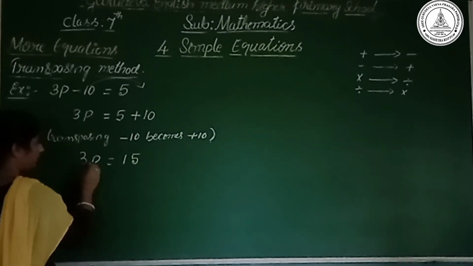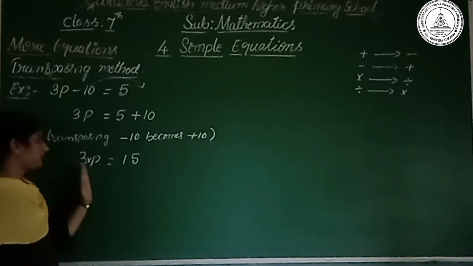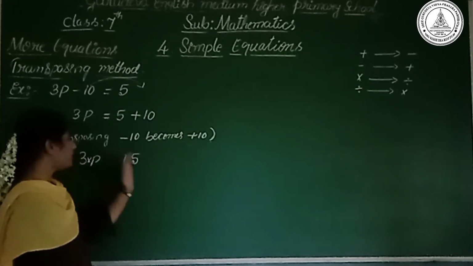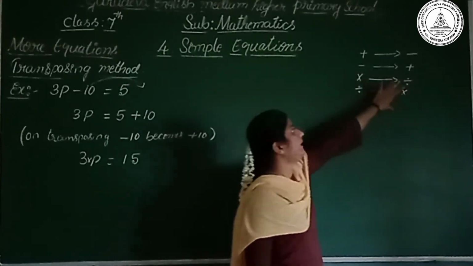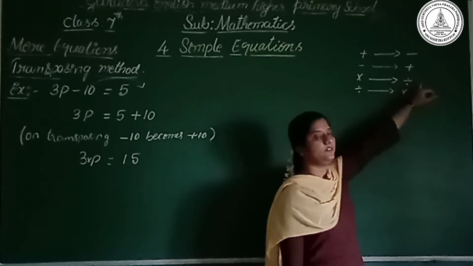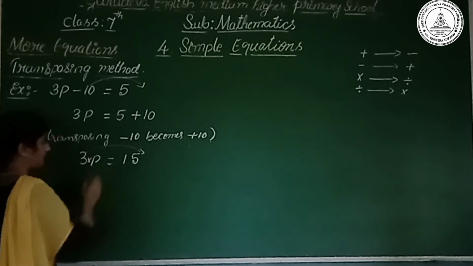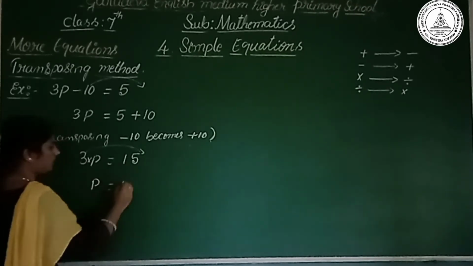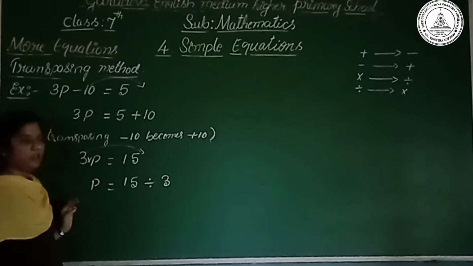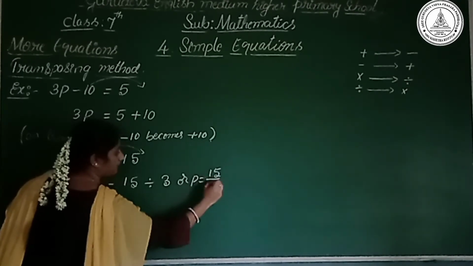Now you will see here I want to separate the variable p. Here there is a multiplication symbol between the constant and the variable. So if it is a multiplication, what we have to do? If we transpose to the right hand side, the number will divide. Which number is multiplied with the variable, that number will divide in the RHS. Let's transpose 3 to the right hand side. We will get p equals 15 divided by 3. Or you may also write it as p equals 15 divided by 3.